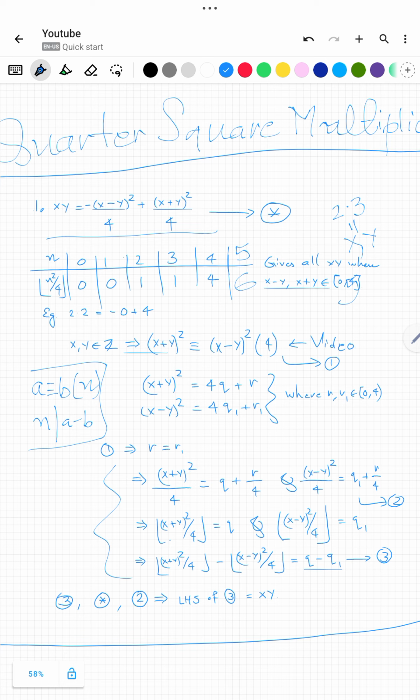So 3 minus 2 is 1 and hence 0 over here. So 6 minus 0 is 6, hence 2 times 3 equals 6.